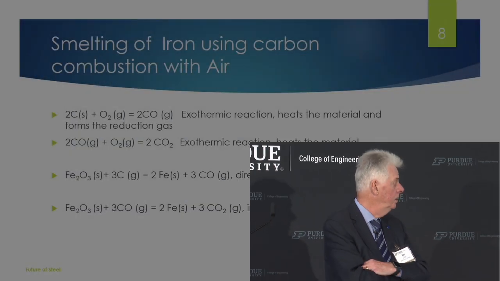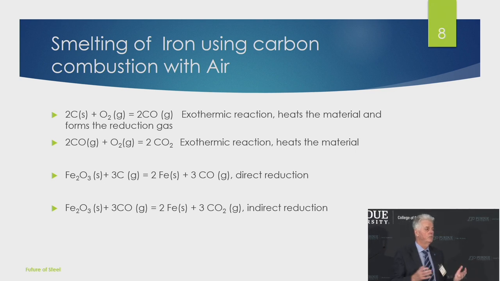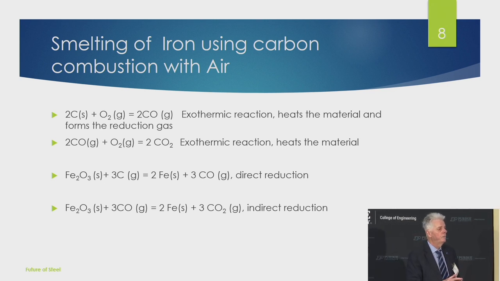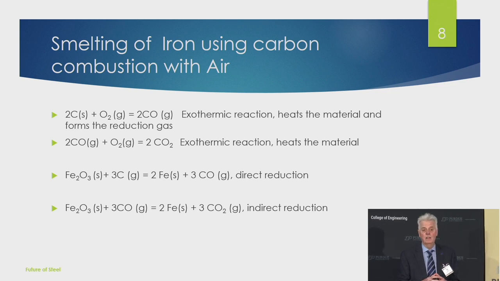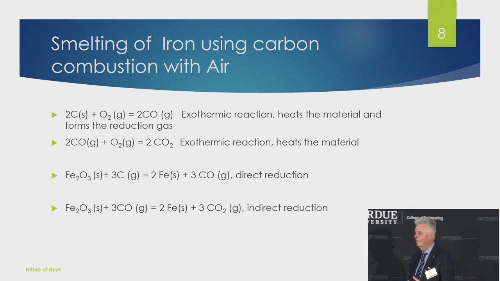And if we look at what's happening here, if we start with carbon, we burn it, we can form CO, and we can burn the CO and form CO2, and that'll be exothermic reactions. So the first thing we have to realize, as we're going to reduce iron oxide and form iron, we're going to have to heat the material up to get a reaction rate that's significant so that we can reduce it quickly. So there's a heat issue here.